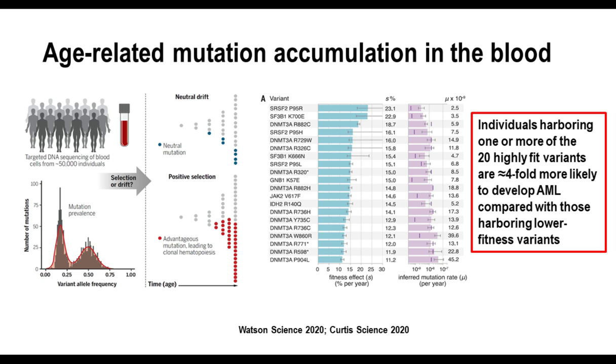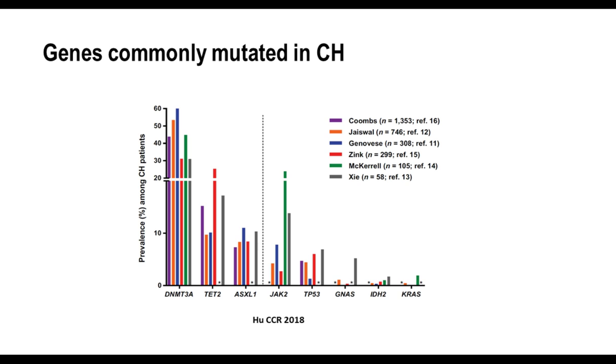So actually the presence of these variants might be associated with heterogeneity. Now, the genes that are most frequently mutated in clonal hematopoiesis are DNMT3A, TET2, and other genes that are indeed associated with heterogeneity.